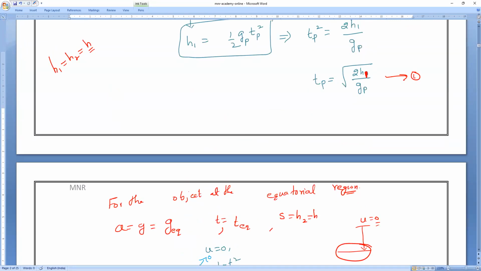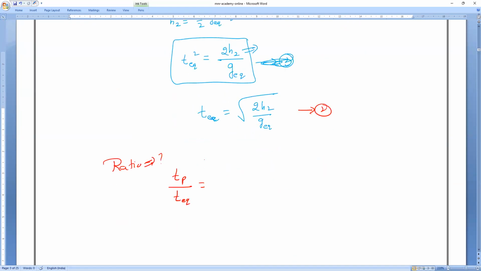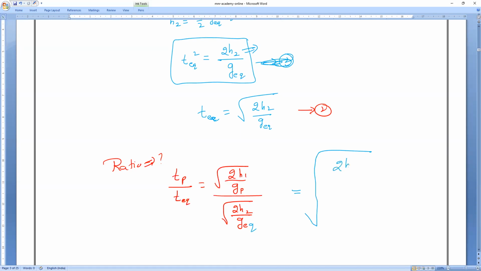Poles: root over 2H1 divided by g at the poles. Then this one is root over 2H2 divided by gravity at the equator. Okay. Now, up and down, you can see both. I will write it as a common root. So 2H1 divided by g at the poles, and next, 2H2 divided by g at the equator.